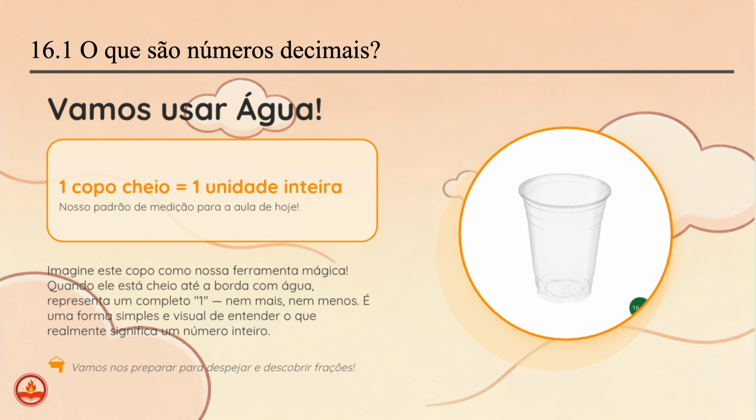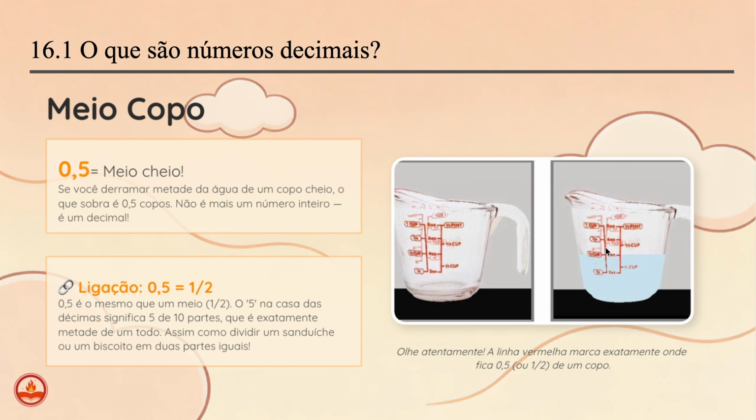Now, let's use something we can see and touch to understand decimals better. That is water. Here is a cup. When this cup is completely full, we can say it's one whole cup. That's easy, right? One full cup equals the number 1. Now, what if I pour out half of the water? The glass is now half full.